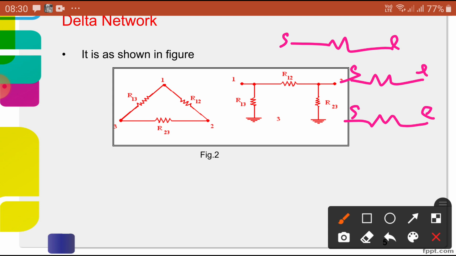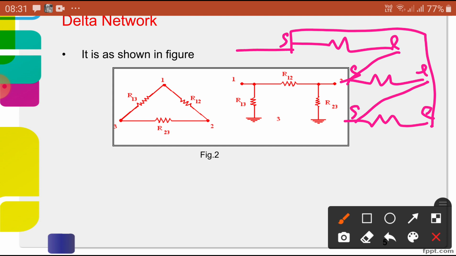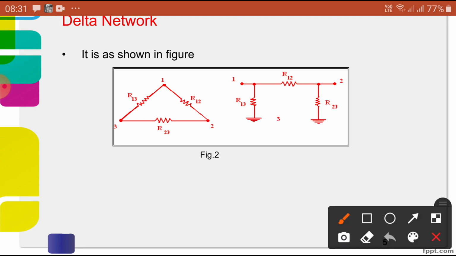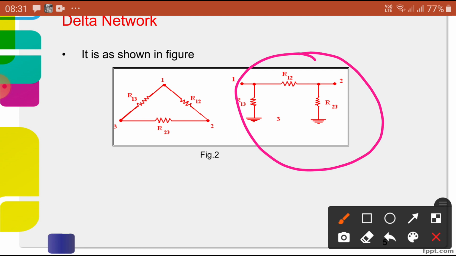Now, in a delta connection, the ending of the first resistor is connected to the starting of another resistor, the ending of that one is connected to the starting of the next resistor, and the ending of that resistor is connected back to the first one. Then we take common terminals outside, and this is the delta. You can see it is simple. This is also a pi network, previously we had the alphabetic T network, now the pi, 22/7, or we can say the delta.